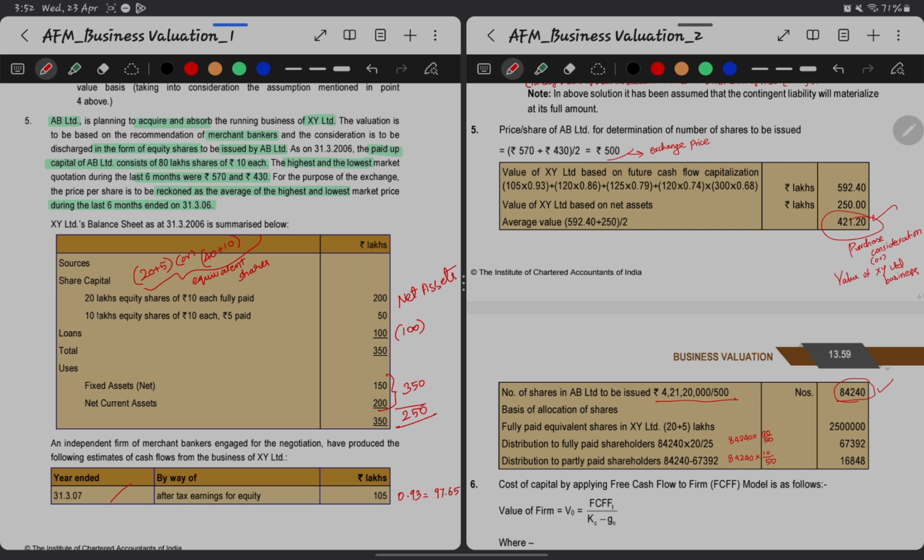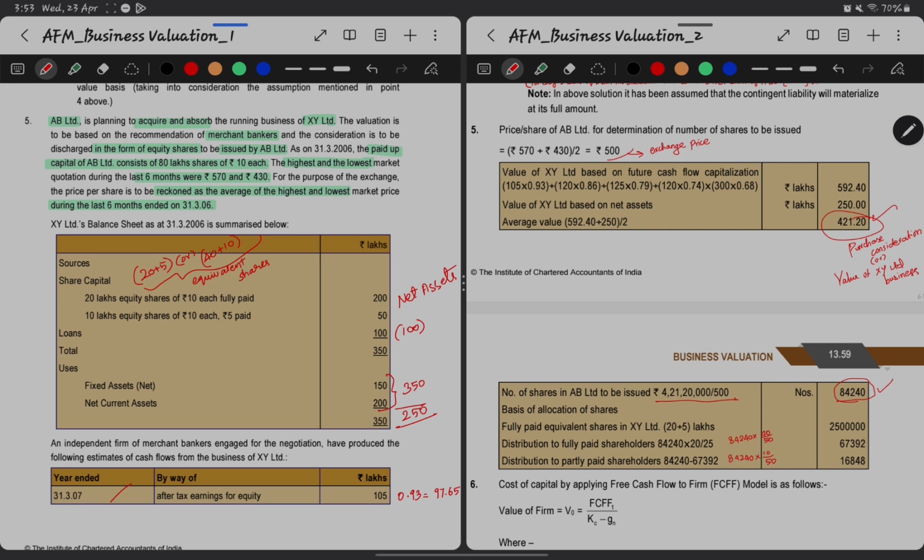There are two ways. Either we convert the partly paid into fully paid equivalent numbers: 10 lakh into 5 divided by 10 gives us half, which is 5. So 20 plus 5 lakh equity shares is the equivalent number. Or we convert the 20 lakh into 5-rupee each basis: 20 lakh divided by 5 gives 40, so 40 plus 10, which will be 50. In both ways we'll get the same answer.